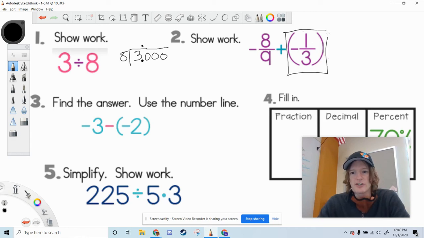You will have to change this fraction to ninths so that you have a common denominator of ninths. So you'll have to do times 3 on the numerator and denominator. And then you'll be able to add those together.